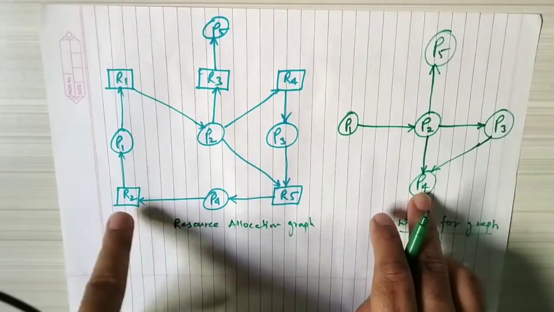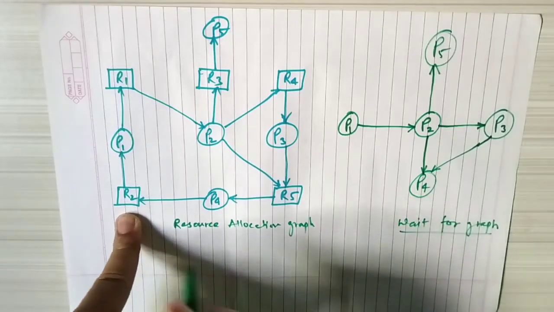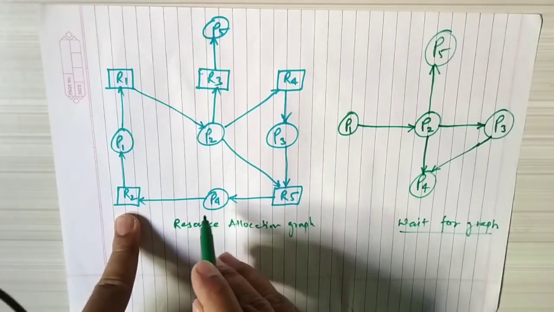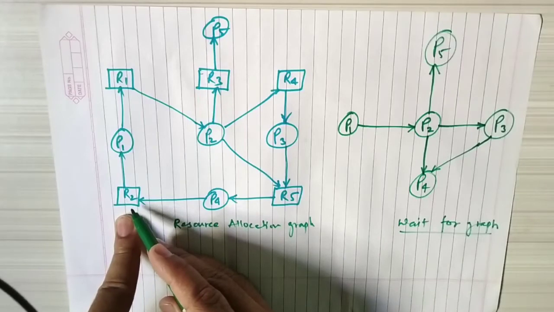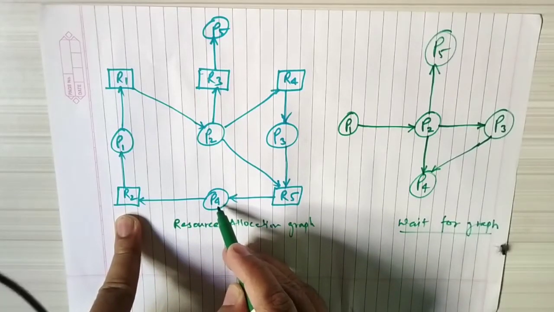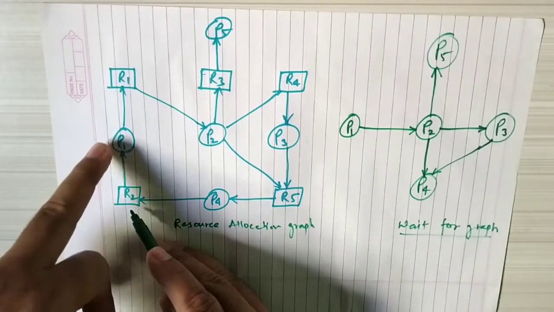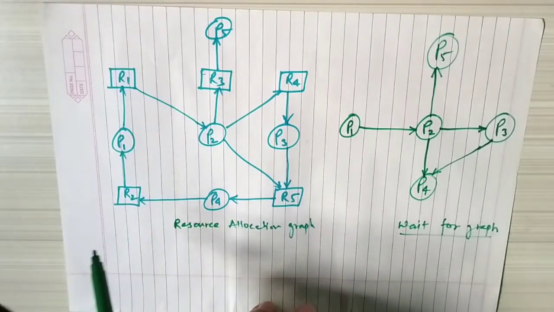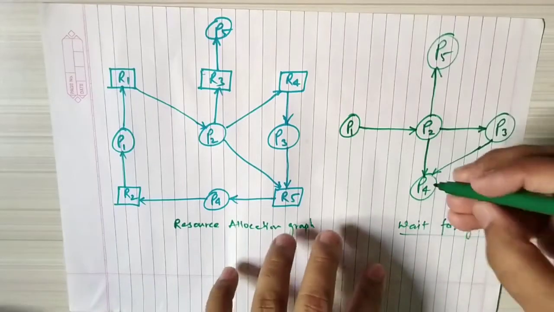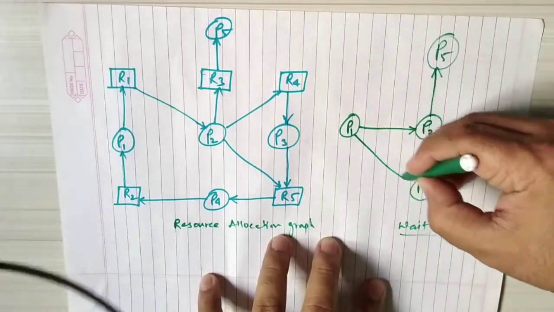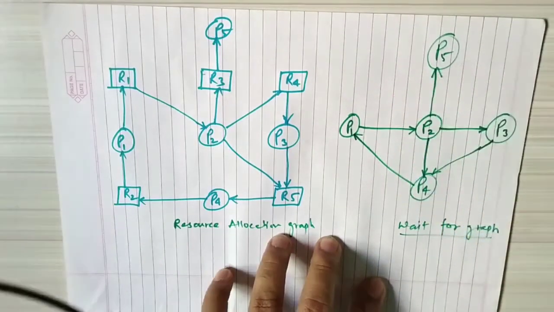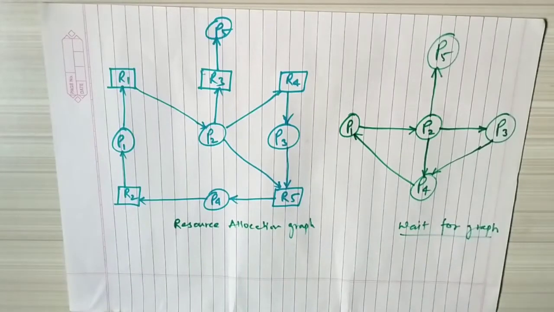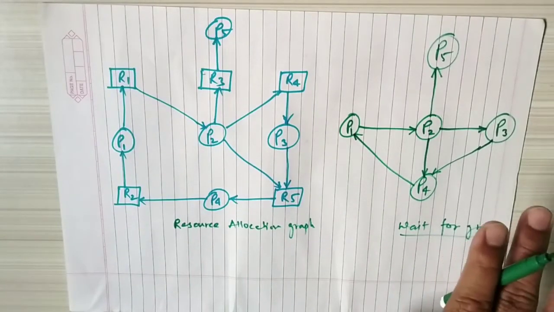Then again, the last one remaining: P4 is waiting for R2. Sorry, P4 is waiting for R2, which is being held by P1, which is already held by P1. So indirectly P4 is waiting for P1. This is the simplest wait-for graph we can draw.